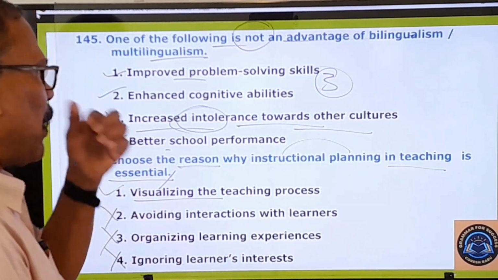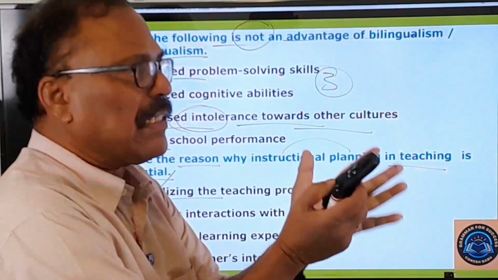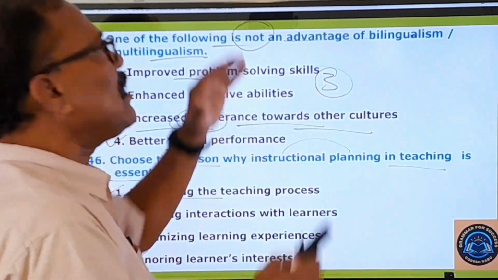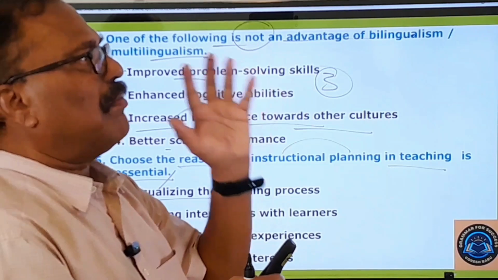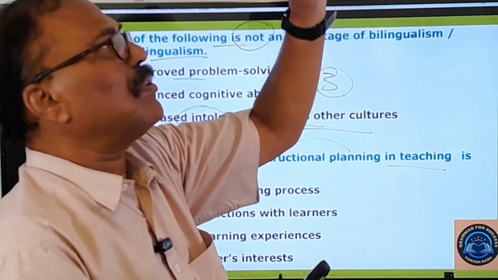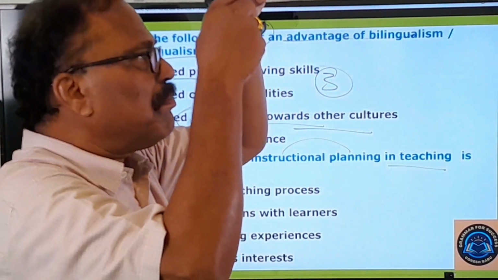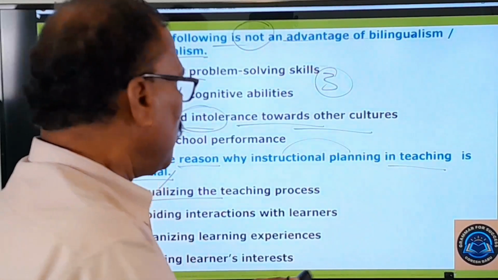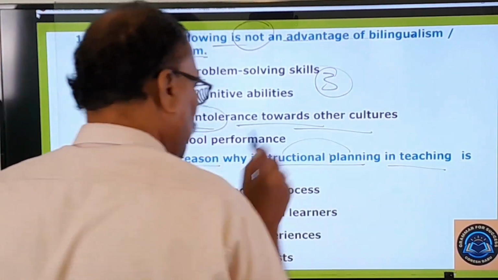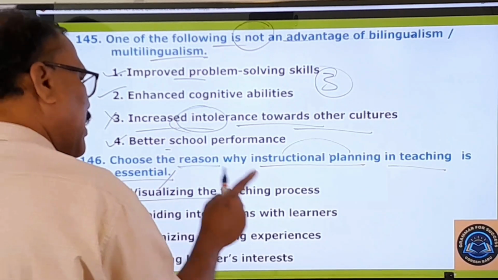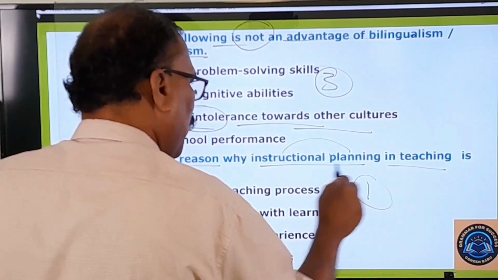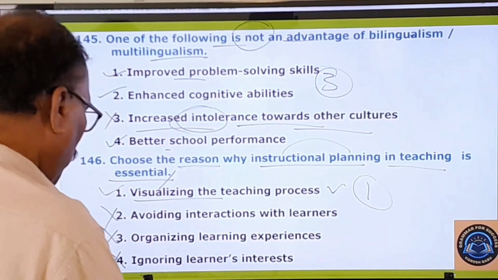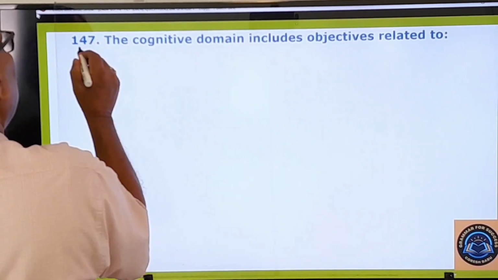So these three are wrong. Only this one is the right one. Visualizing the teaching process. If you plan the class, you plan what to teach in the class. So that means you are visualizing the teaching process. After entering the class, you want to teach this, this, and this, and prior to going to class itself, you are visualizing the teaching process. So that's why this is called instructional planning. Therefore, visualizing the teaching process is the only right one, and your answer is the very first one. All others are wrong. Now you move on to other questions.